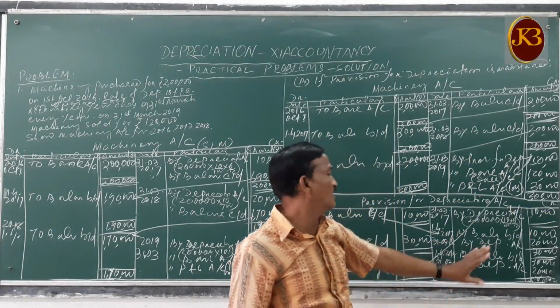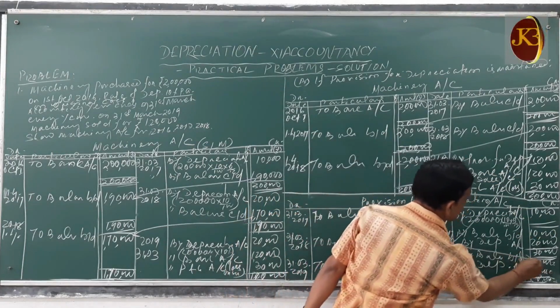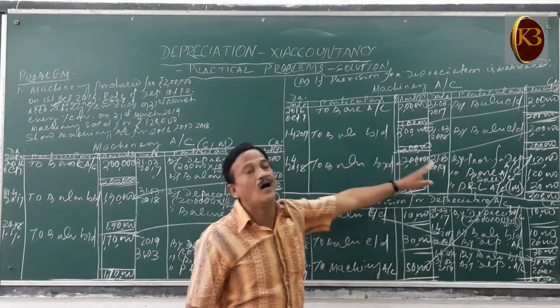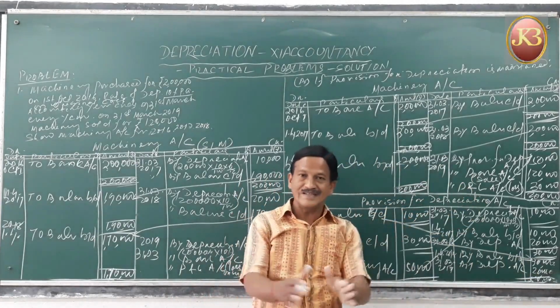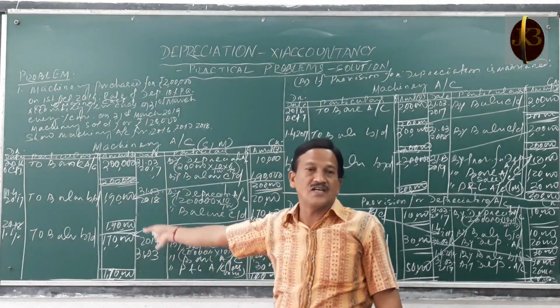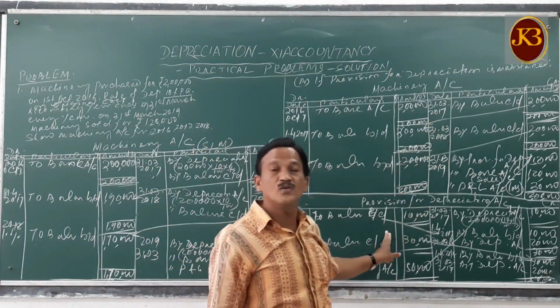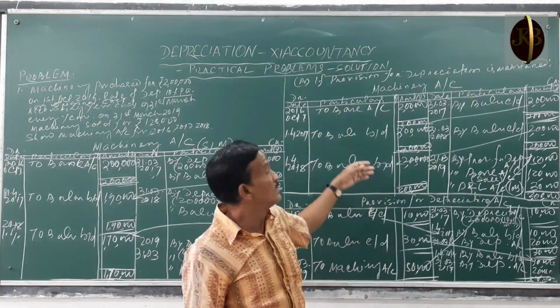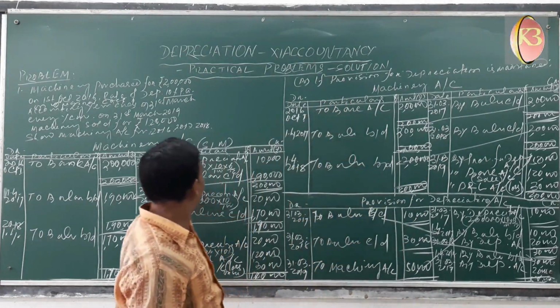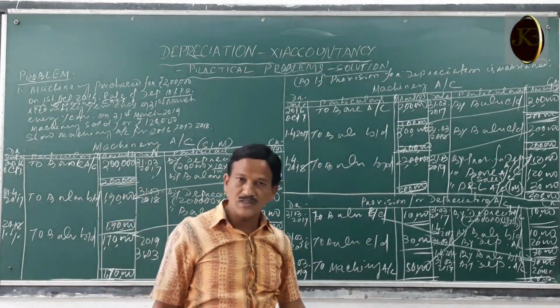So again by balance total. Like this it goes. So this is how you will record the transaction: if depreciation is charged directly to profit and loss account, or if depreciation is transferred through provision for depreciation account. This is the straight line method we have taken. If it is the written down value method, accordingly you will show it.